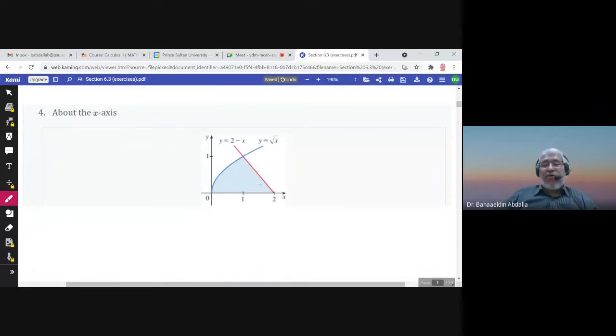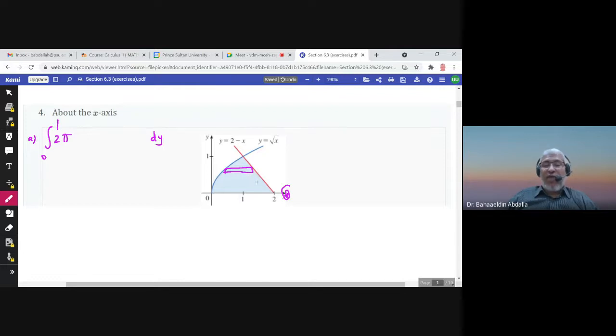Here we need to rotate this region about the x-axis. To solve using cylindrical shells, I draw a rectangle parallel to the x-axis. The width of this rectangle would be delta y, so the integral would be with respect to y. Now y runs from 0 to 1. And now 2 pi times the radius of the cylindrical shell.